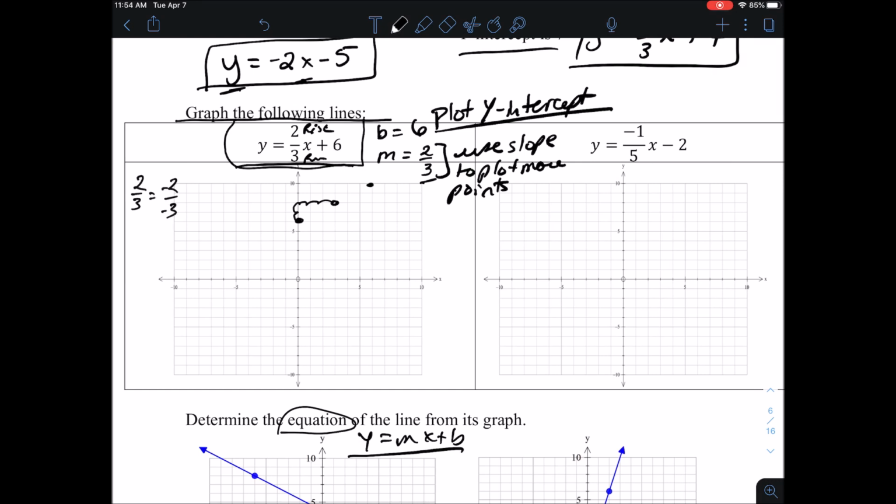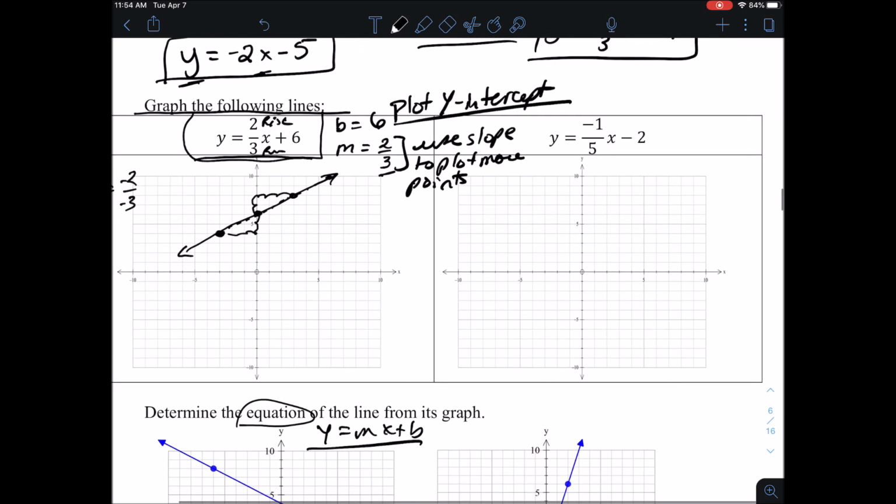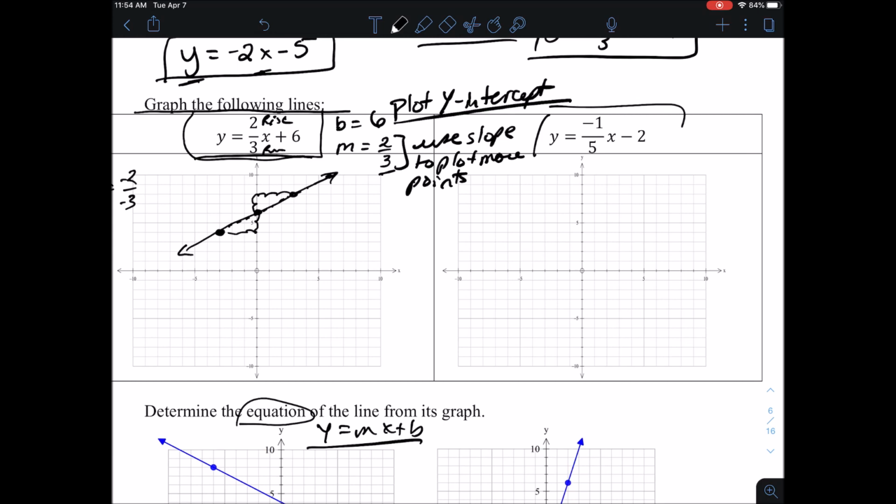Alternatively, remember that 2/3 is the same as -2 over -3. So I could actually go down 2 and backwards 3. And that would be on the same line. You can see that these are all going to be on the same line. So there's my first linear function, 2/3 x plus 6.